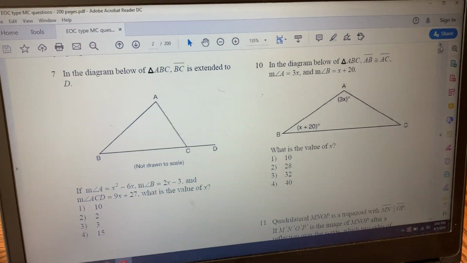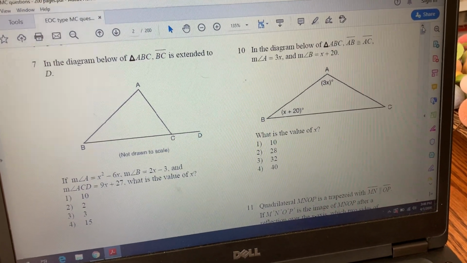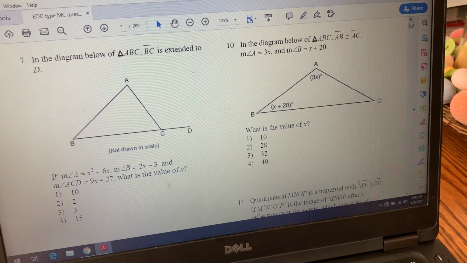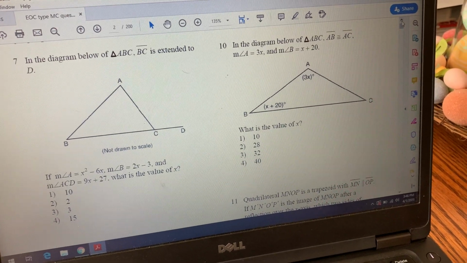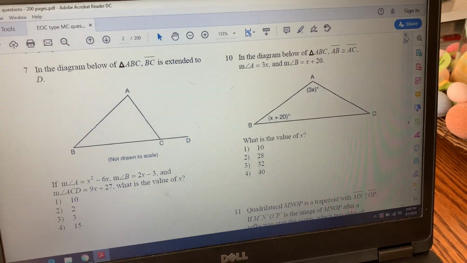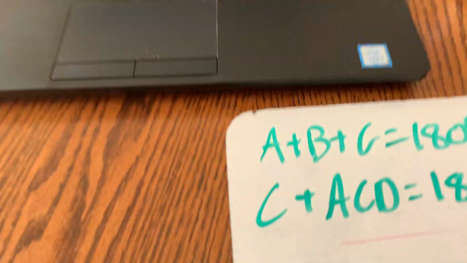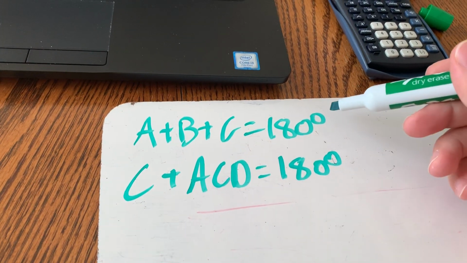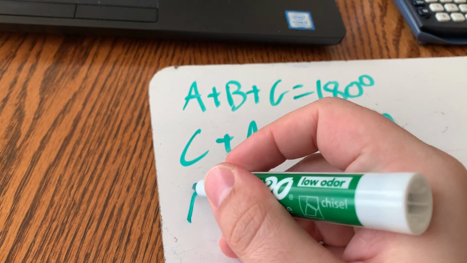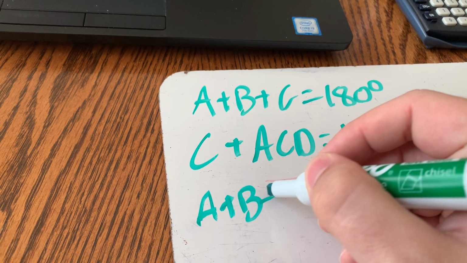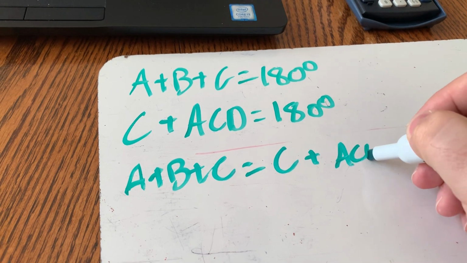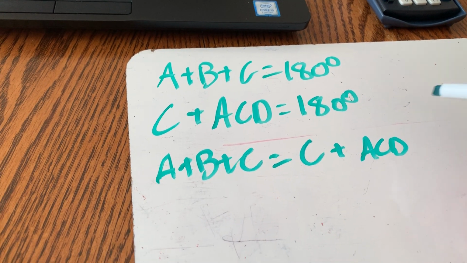So this is really what you got. I'm actually going to show it in a way I don't think I have before. You've got A plus B plus C is equal to 180 degrees, and then C plus ACD equals 180 degrees. So I have that written out. So since these are both set equal to 180 degrees, we could set them equal to each other. So I've got A plus B plus C equals C plus ACD. Okay?